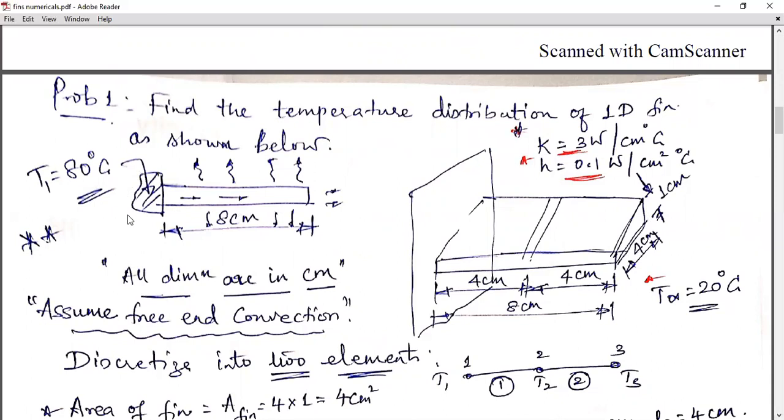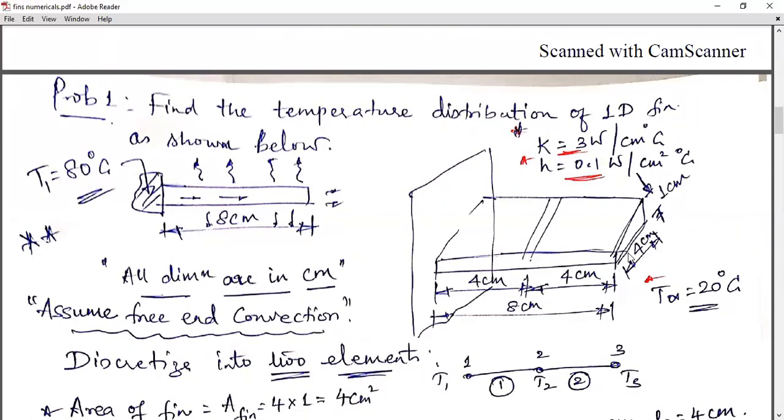You have a source temperature at 80 degrees Celsius. The length of the fin is 8 centimeter. So this is the heat transfer that is happening. Generally, in some of the problems, they tell free end convection exists. If at all they give it in the problem, assume free end convection. Make sure that there is a free end convection here at the tip of the fin. So you have 8 centimeters, that is the total length of the fin.